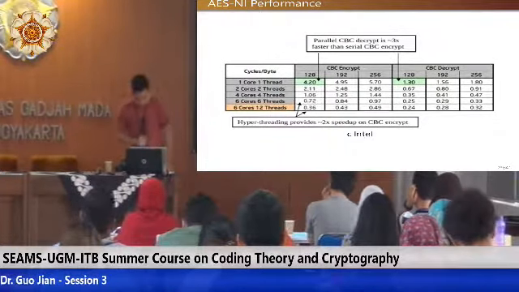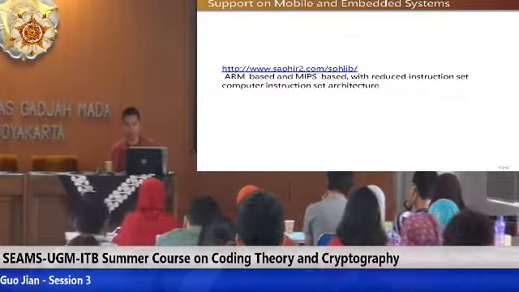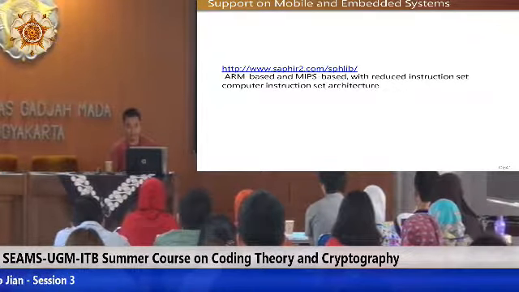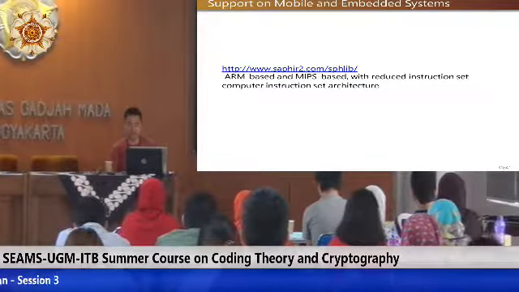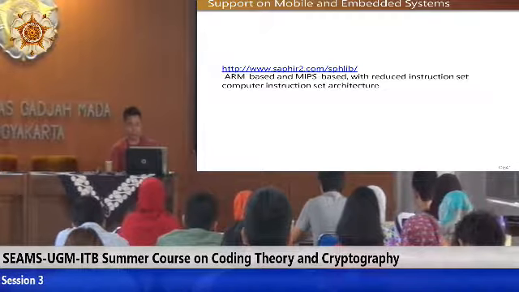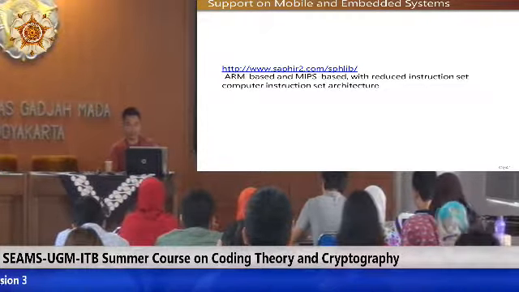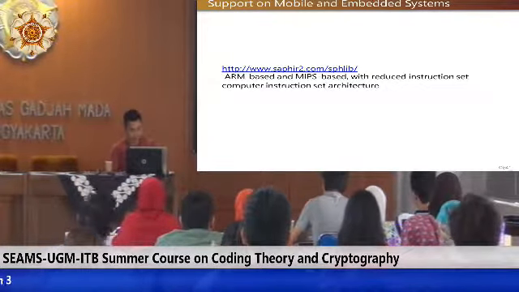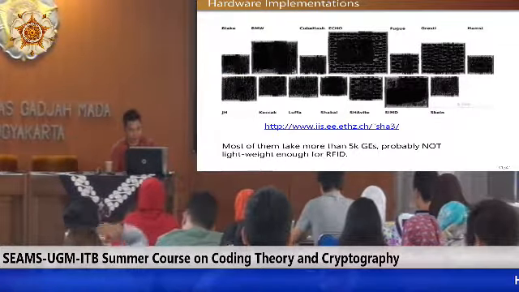And support on mobile and embedded systems is also a selection criterion. For these devices, the resources provided are very limited. So it requires the implementation to take up very few resources, like the amount of registers in software or the area taken in hardware implementations. And there are several hardware implementation comparisons as well.